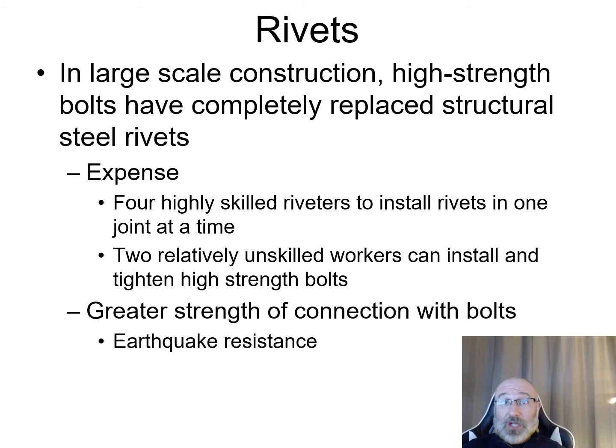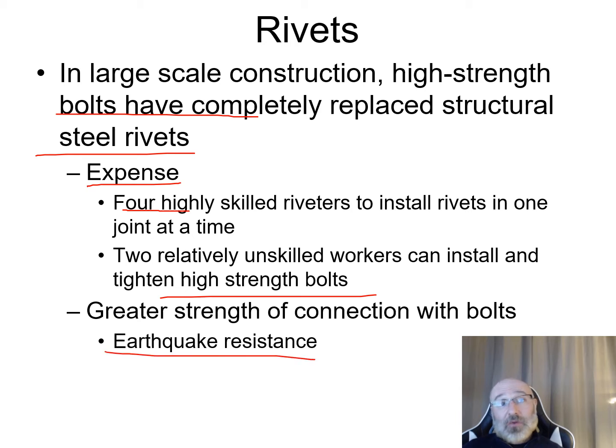So in modern construction, high-strength bolts have almost completely replaced the structural rivets that we saw in that previous slide there. And the reasons why we've replaced these rivets with high-strength bolts is, one, it's expensive. You saw you had a team of 3 to 4, maybe even more, highly skilled riveters needed to install the rivets in one joint at a time. Two relatively unskilled workers, on the other hand, can install and tighten high-strength bolts. And oftentimes you can even do it with one guy as well. So greater strength in the connection with the bolts, cheaper, and they're earthquake resistant right there.